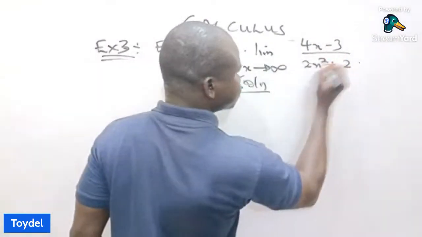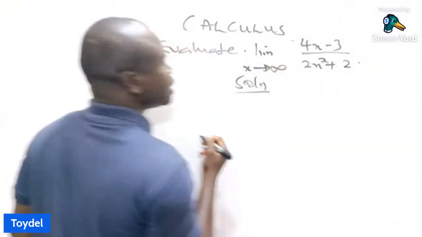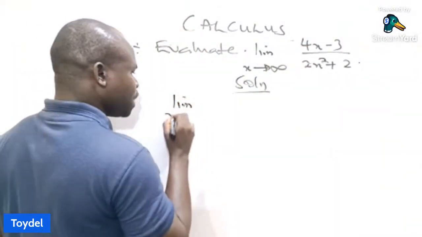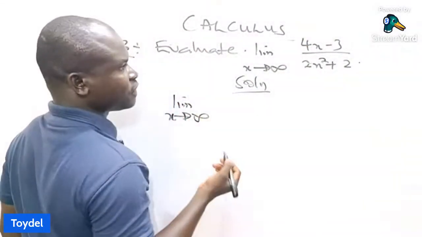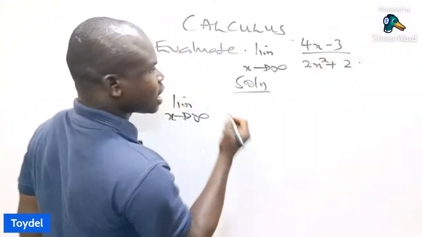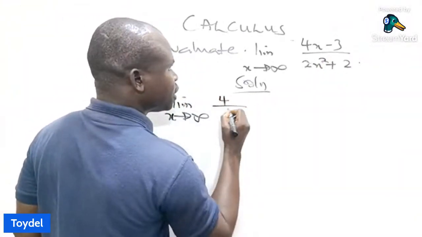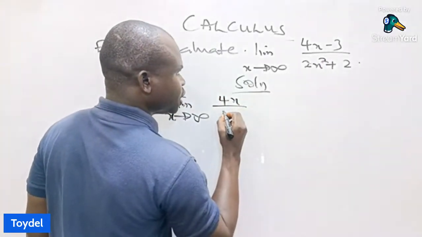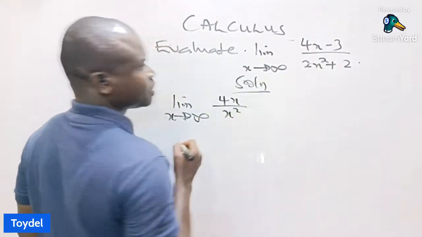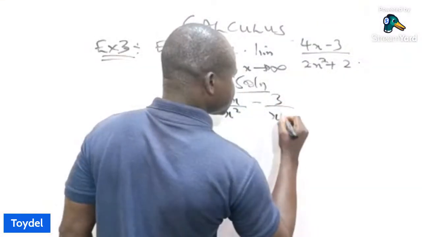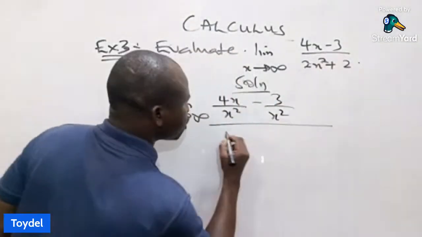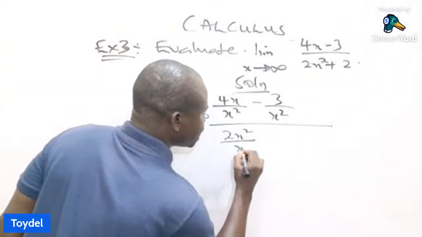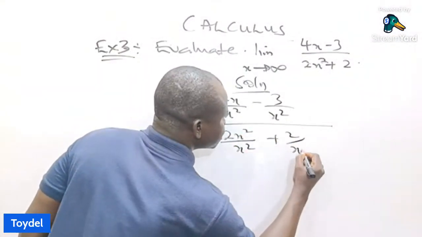So let me say this is x squared. Then what am I going to get here? I will say the limit as x tends to infinity. So the highest degree of x is 2 here. I will say 4x all over x squared minus 3 all over x squared, all over the denominator, 2x squared all over x squared plus 2 all over x squared.